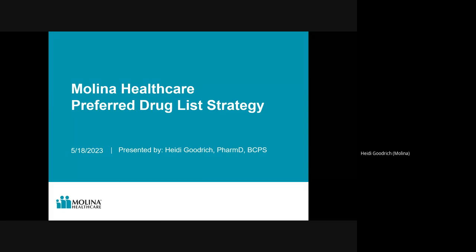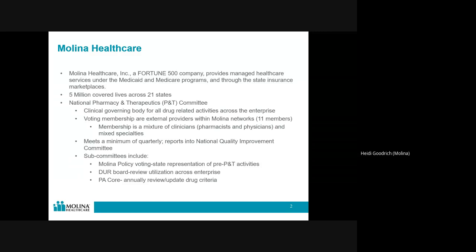Next slide, please. Here we are. Molina Healthcare is a Fortune 500 company. We provide managed care services under Medicaid, Medicare, and the healthcare exchange plans in 21 states. And as of right now, we cover 5 million lives.